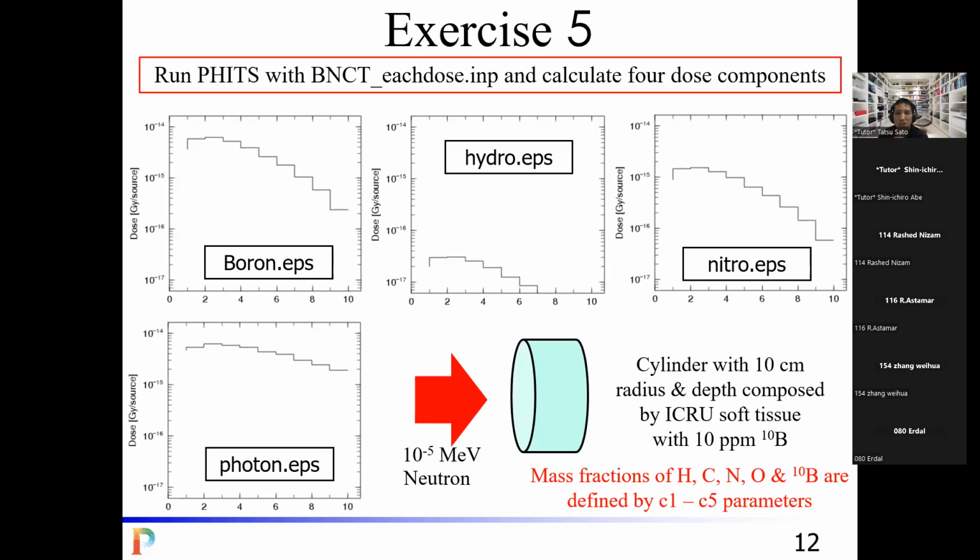Okay, so let's do exercise 5. Run BNCT with each dose input and calculate the 4 dose components. With this input file, you can separately estimate the boron dose, hydrogen dose, nitrogen dose, and the photon dose. But the CBE or RBE factor is not multiplied yet. So simply, this is an absorbed dose. So, okay, let's run this input file and check the result.